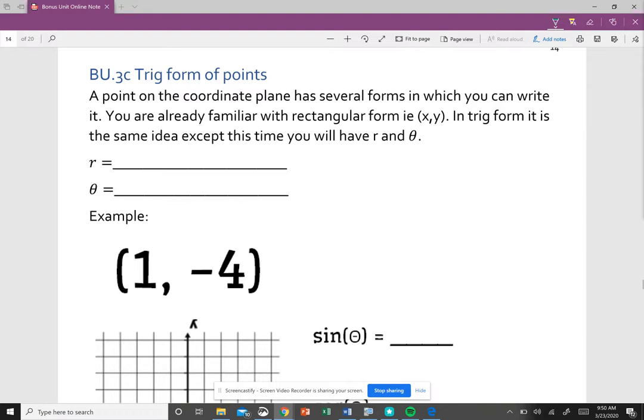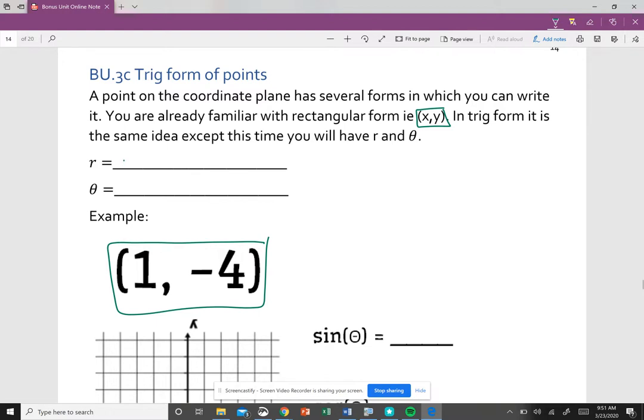So we're gonna do trig form of points. You guys all know rectangular form. It's always x comma y. It's that pretty Cartesian coordinate that you guys already know how to plot. In trig form, this is the same idea because you're going to write x and y just slightly differently. So this time you're going to have an r and a theta.